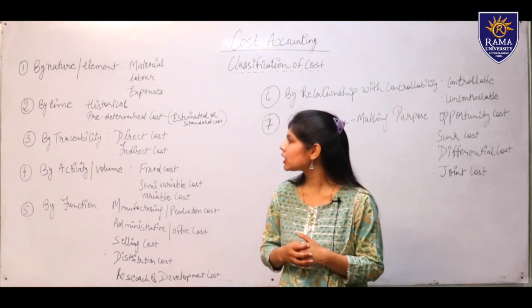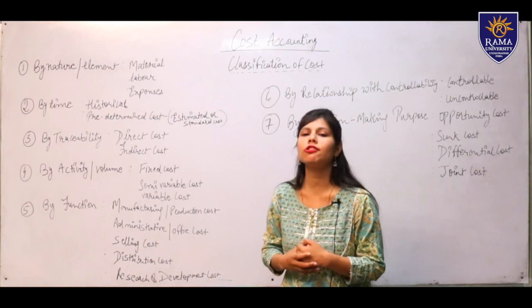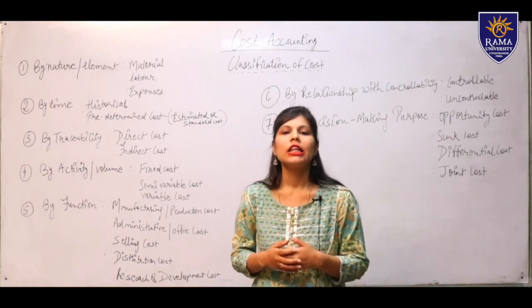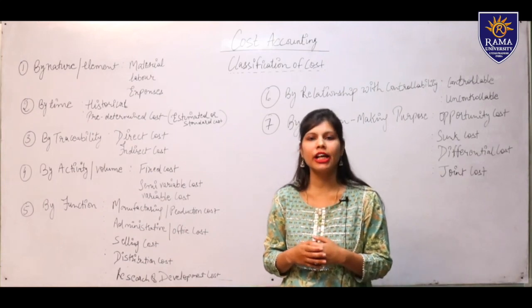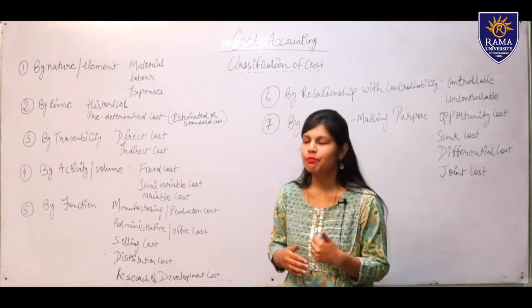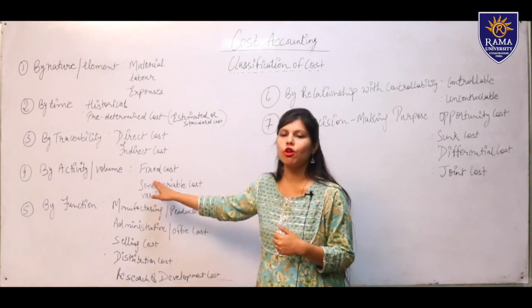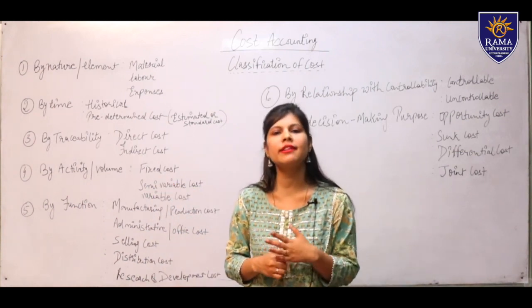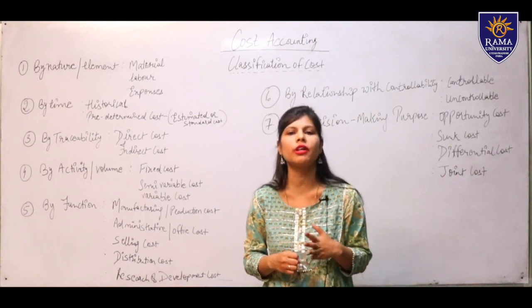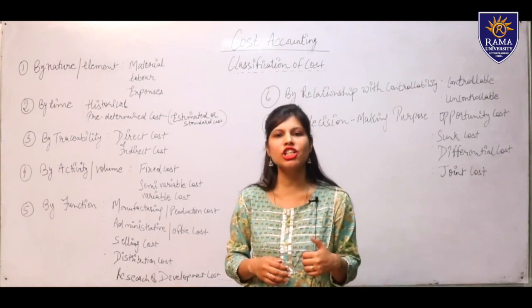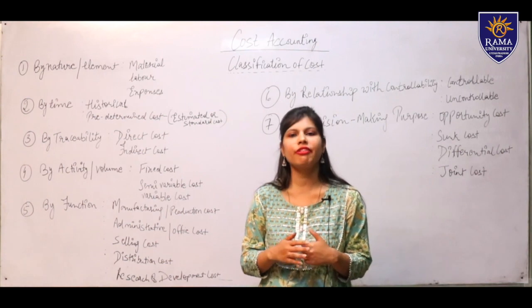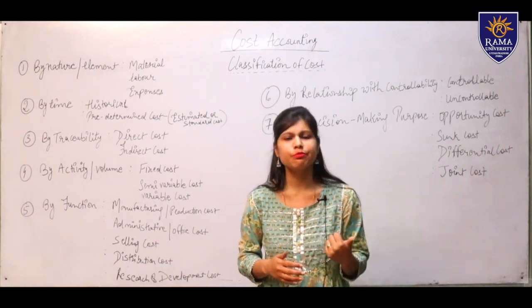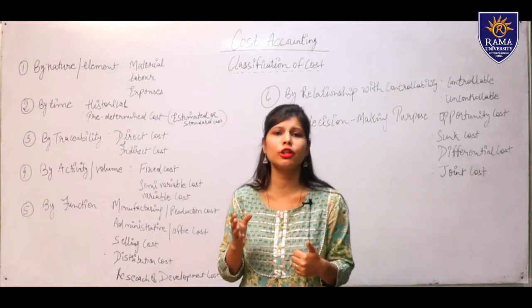If we move further, our next classification is on the basis of activity or volume. Now cost can easily be classified on the basis of their volume. First is fixed cost. Fixed cost is a cost which is already fixed and it will remain the same or constant throughout the production process. It will not change at any point of time. It is fixed. For example, again we can take the example of our rent. Rent is fixed for the particular shop.